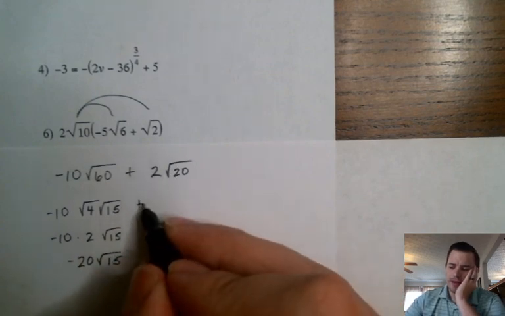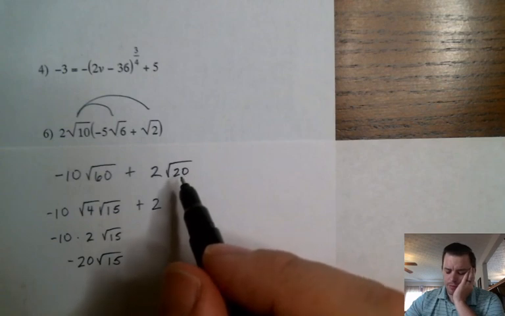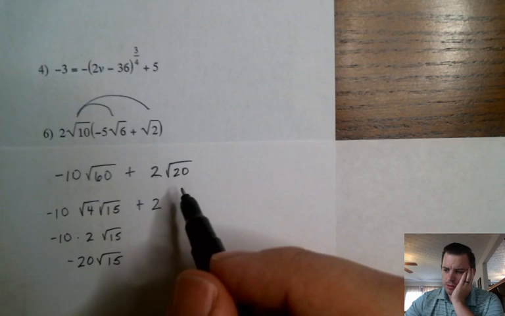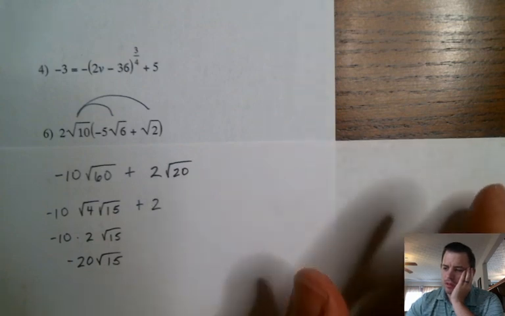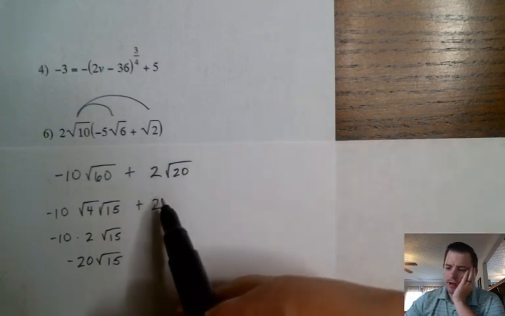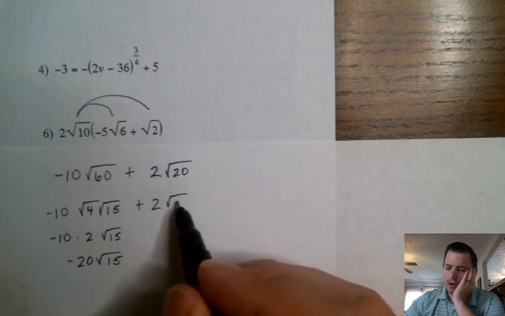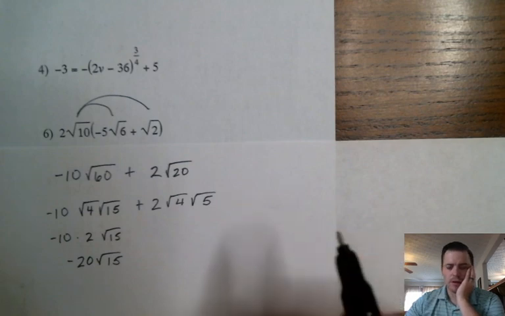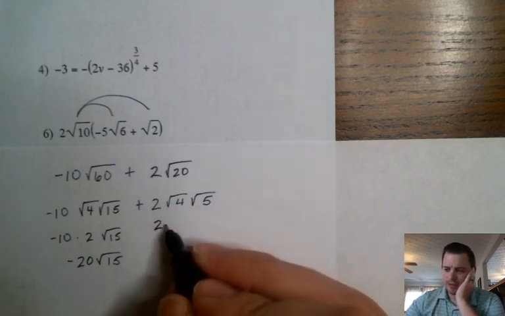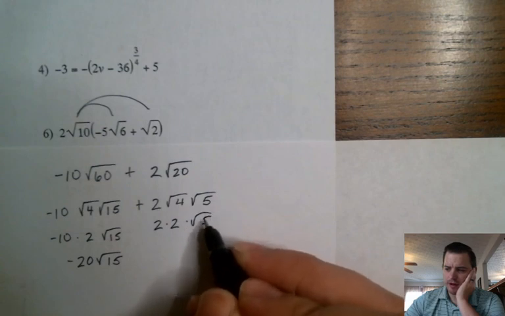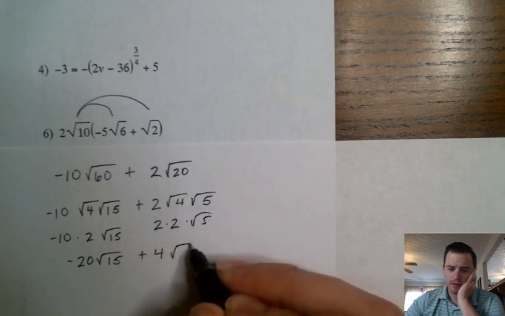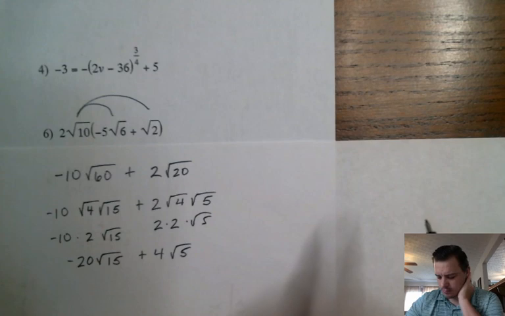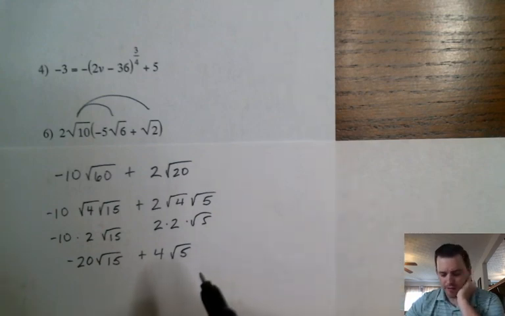Then on this side, we get 2 and then radical 4, radical 5 would give me that. And that's 2 times radical 5, which is plus 4 radical 5. And that would be my final answer there.